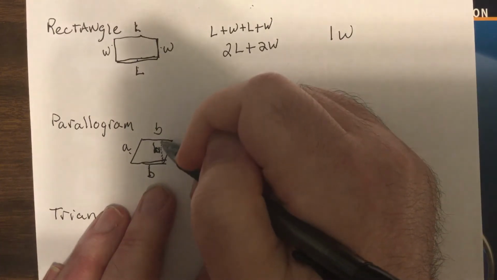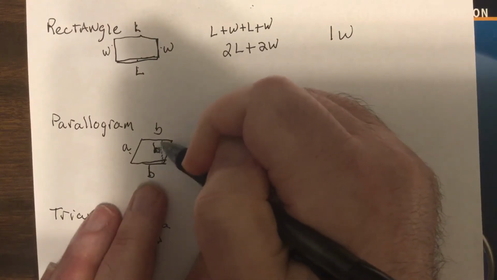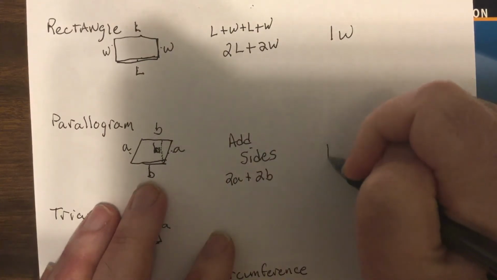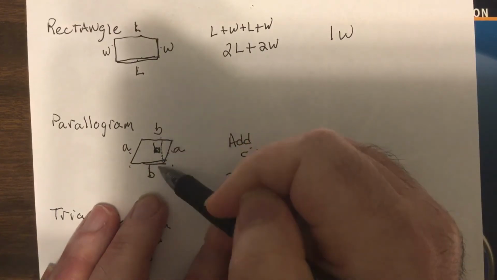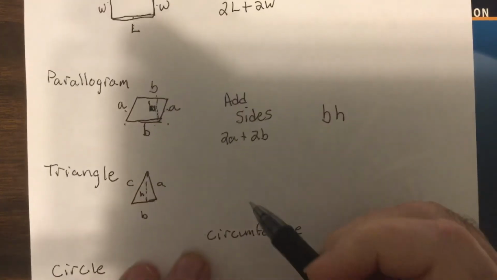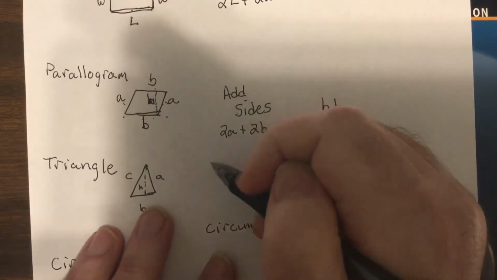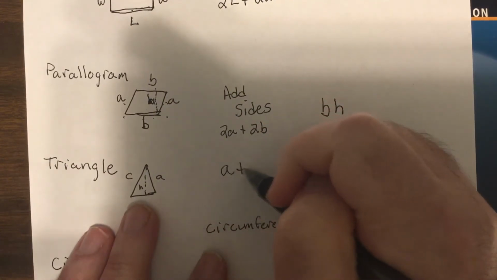Now, for the area of a parallelogram, you have to drop a perpendicular. This will be done for you in the problem, so you don't have to worry. Then call that H. So it'd be B times H, base times height.